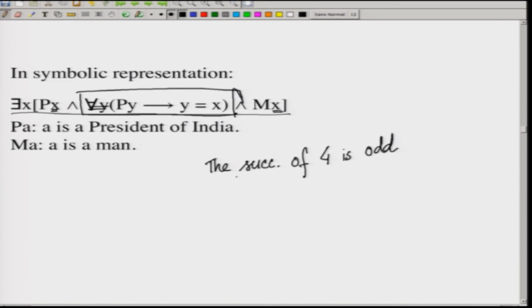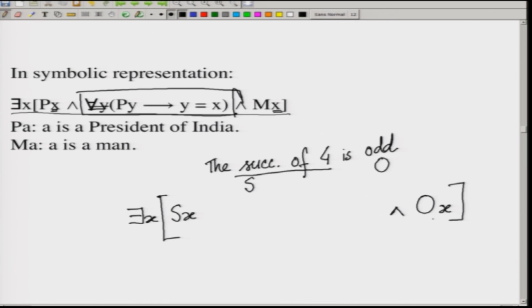So, let the successor of 4 be S and let odd be O. How do we write it? We write it like there exists some x such that x is a successor of 4 and that x is odd. But then what is this part doing here? We have to add this part now.